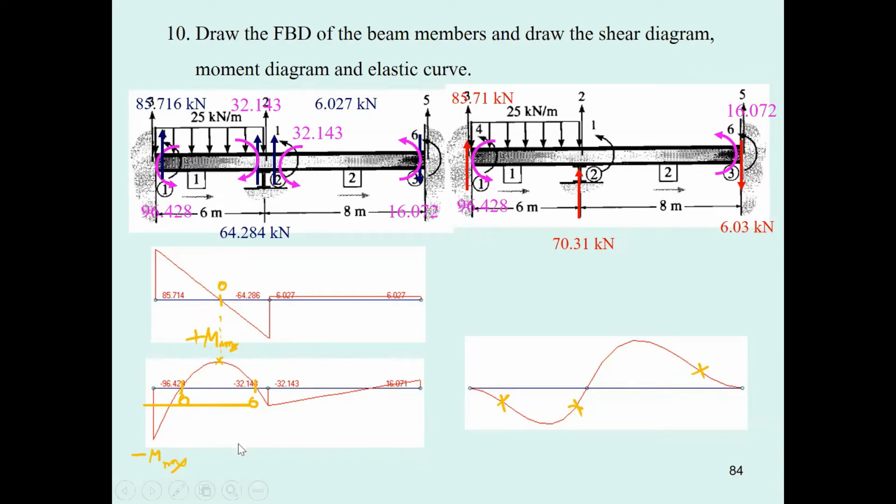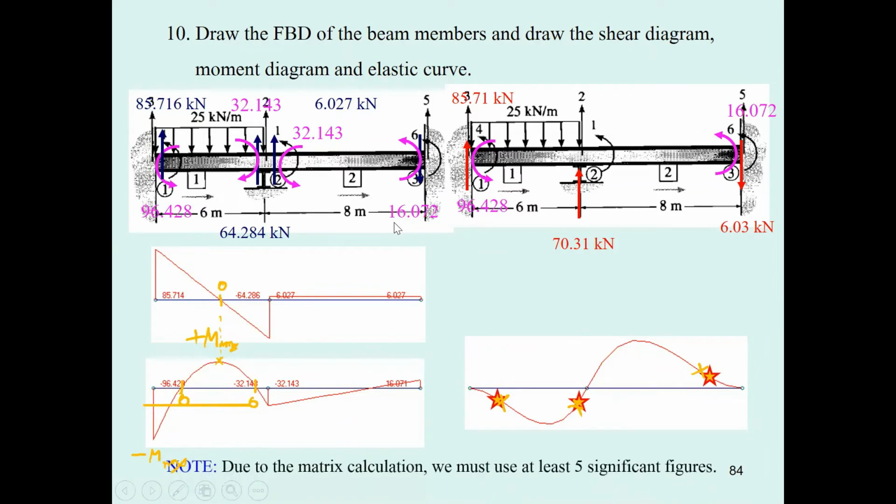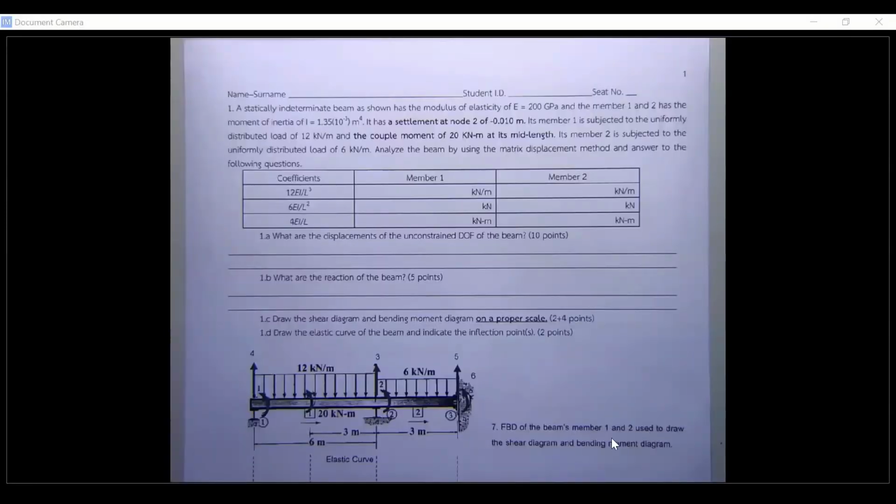Okay, most of the time we require you to determine the V max and moment max. Due to the matrix calculation, we must use at least 5 significant figures. Okay, so let me finish this portion of the lecture here and move you to the problem that we had last year.